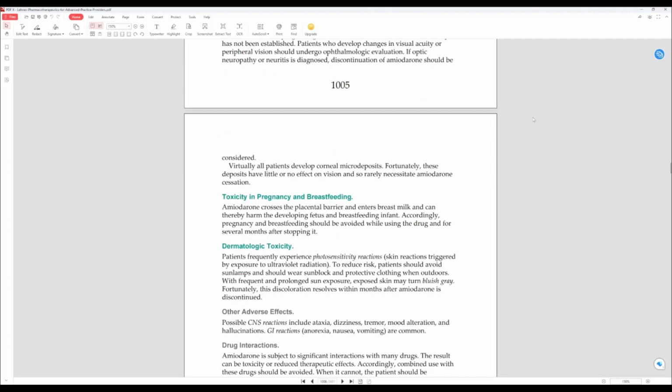Virtually all patients develop corneal microdeposits. Fortunately, these deposits have little or no effect on vision itself, and so rarely necessitate amiodarone's cessation.